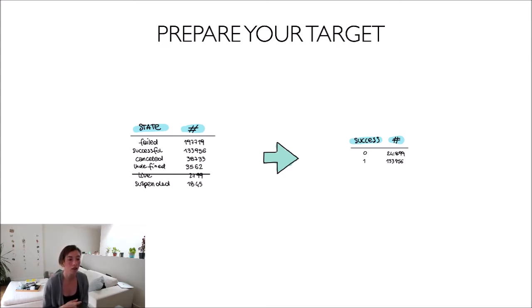So our task is to define a set of features that we can use to predict if a project is going to reach its crowdfunding goal or not. And so we transform the state column into a new feature, a target feature, which is just success or not.